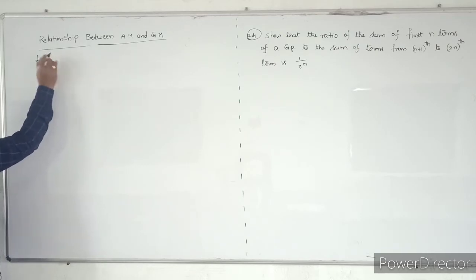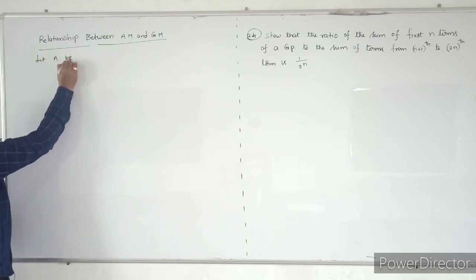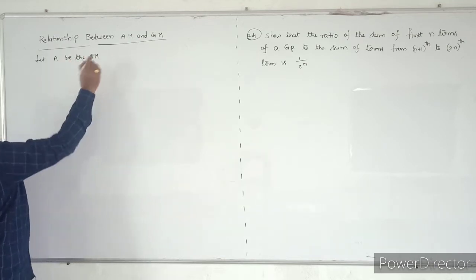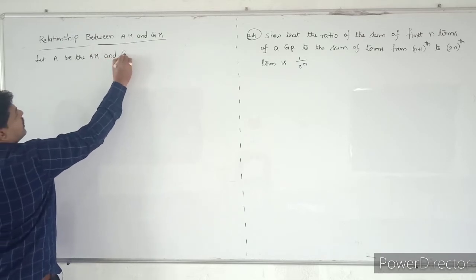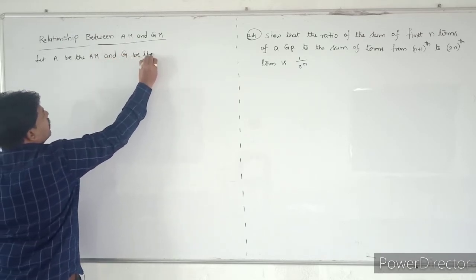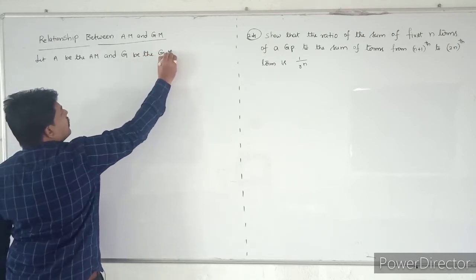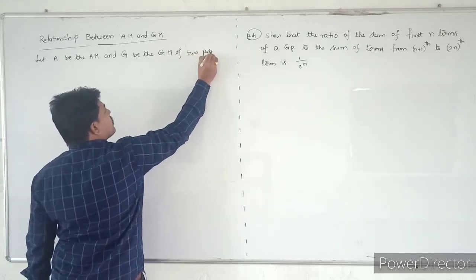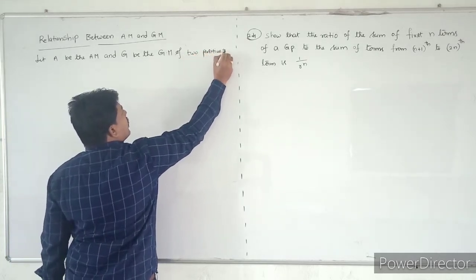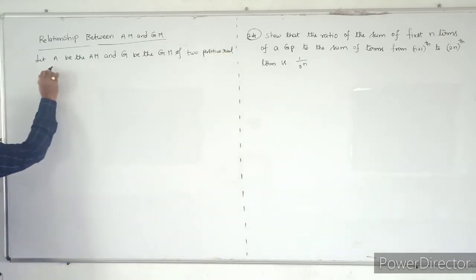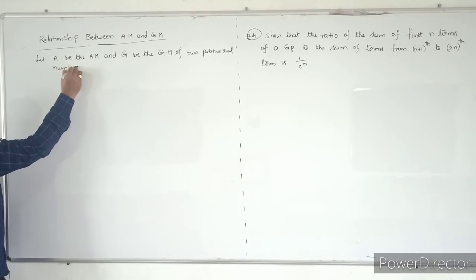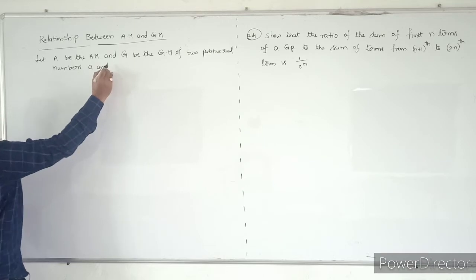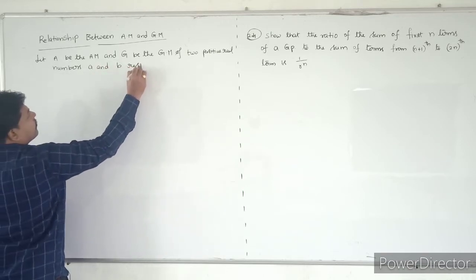Let A be the arithmetic mean. I will take A as arithmetic mean and G be the geometric mean of two positive real numbers A and B respectively.